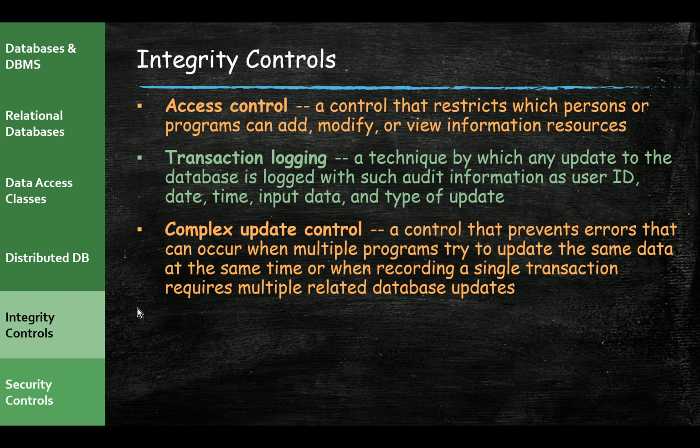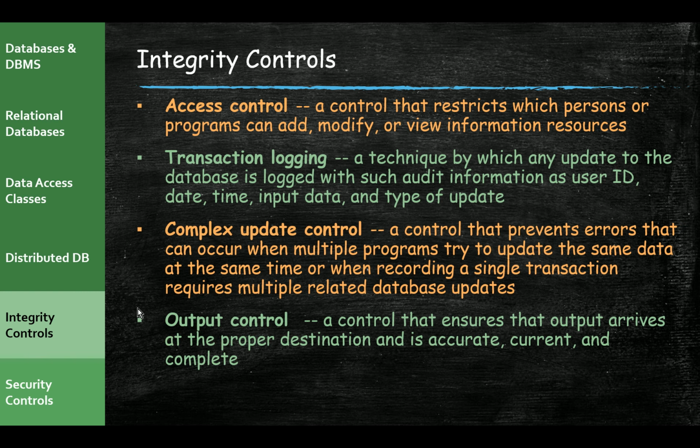A complex update control is a control that prevents errors that can occur when multiple programs try to update the same data at the same time, or when recording a single transaction requires multiple related database updates. Most database management systems do this inherently. Most of them automatically do this in the back end, although sometimes you can code around that a little bit with some database management systems for performance reasons, but it's important to understand what kind of complex update control you need.